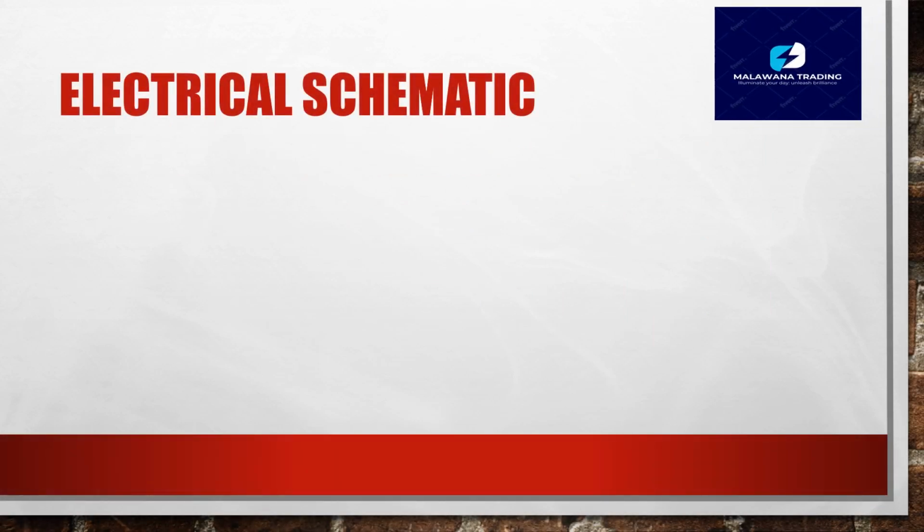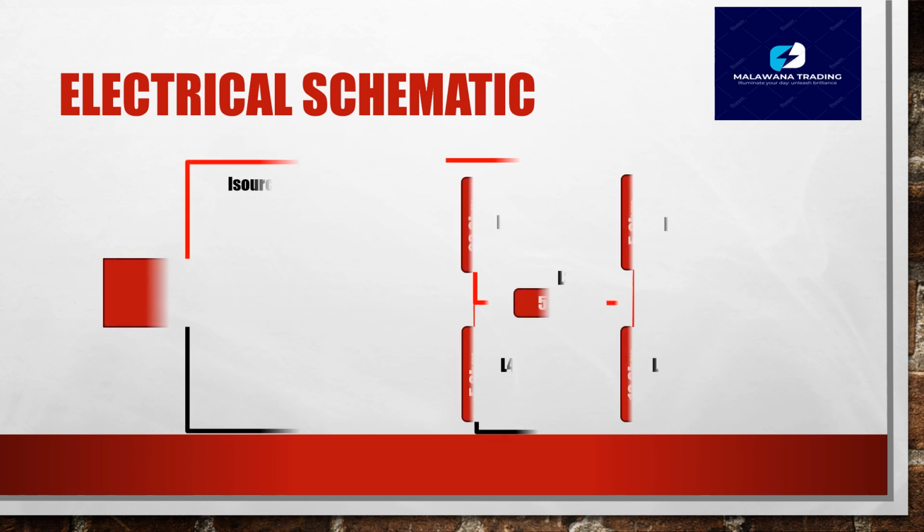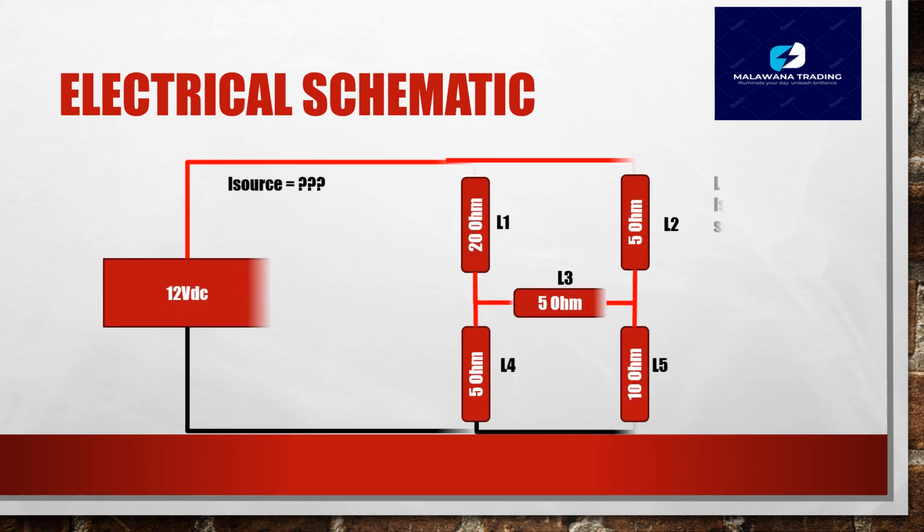To simply understand the terminology of load conversion in the electrical engineering discipline, let's look at the following circuit. We have a 12 volts DC battery with an H bridge connected loads. We have L1, L2, L3, L4, L5. L represents the load, which is L1 load 1, L2 load 2, L3 load 3, and so on. And we have a source current of unknown at this point, and the aim is to calculate the value of the source current that is drawn from the battery to supply the load that is connected in that form.